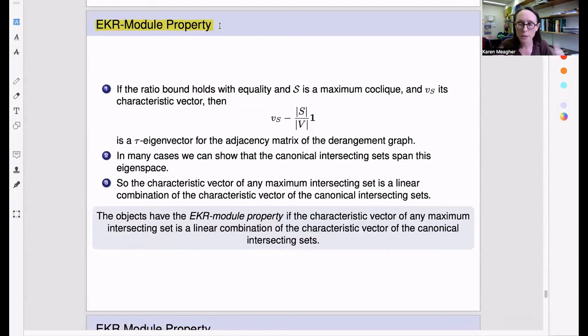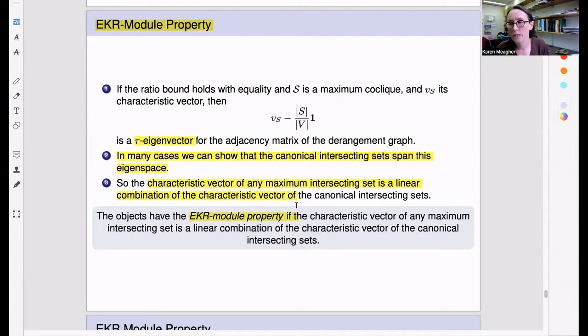This is a newer property that people are looking at. One of the things about the ratio bound is that if you have equality in the ratio bound, then you take the characteristic vector of the largest coclique and subtract off a multiple of the all-ones vector. That's going to be a tau eigenvector. In many cases, we can show that the characteristic vectors of the canonical intersecting sets span this eigenspace. So the characteristic vector of any maximum intersecting set is a linear combination of the canonical ones. I'm defining it roughly, but this is essentially the idea of the module property.